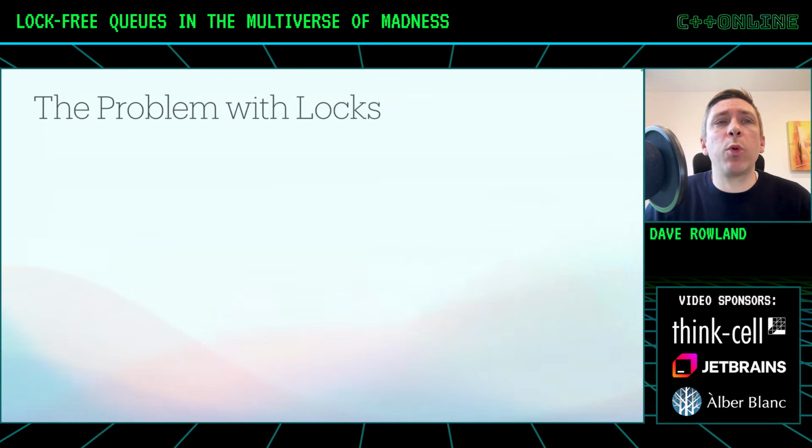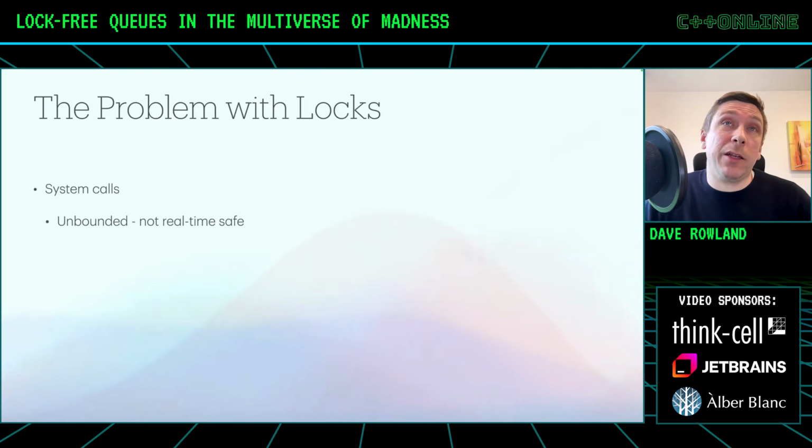So why can't we just use locks? Why are we talking about lock-free queues today? Well, locks involve system calls, or they can involve system calls, and system calls are usually unbounded. So that means they're not real-time safe. We don't know how long a system call is going to take to return to us because we usually don't know what else is going on in the system.